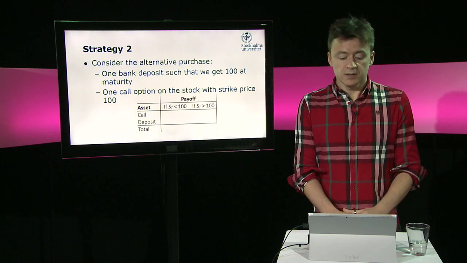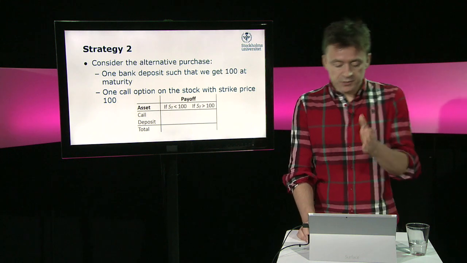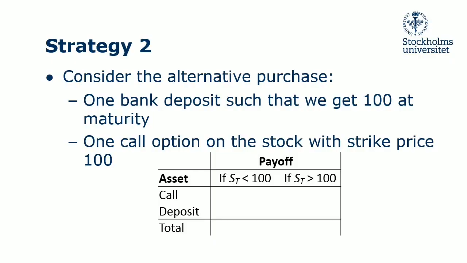Let's start with the payoff of the call option in those two different cases as before. Remember that the call option is a financial asset that gives you the right to buy the underlying, the stock, but not the obligation. If the price of the stock at maturity is below 100, we will not exercise that right because we can buy it cheaper in the market. So the payoff of the call will be 0.